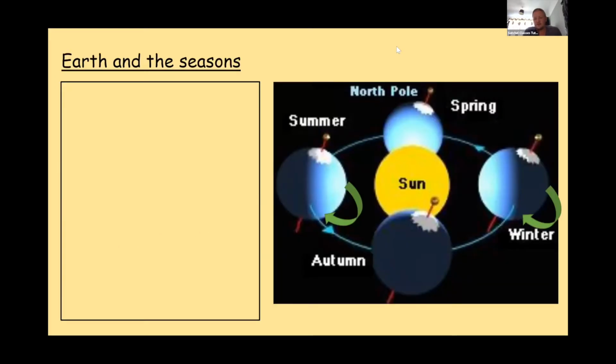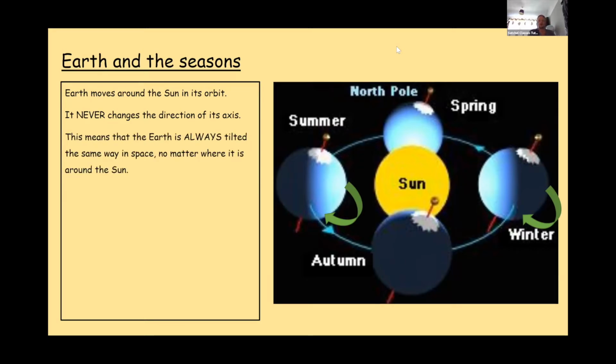Earth in seasons then. We have 4 seasons: spring, summer, autumn, winter. Earth moves around the sun in its orbit. It takes 365 days to make one complete cycle, or 1 year to make one complete orbit of the sun. It never changes the direction of its axis. Its axis is always pointed in the same direction. This means that the Earth is always tilted the same way in space, no matter where it is around the sun.